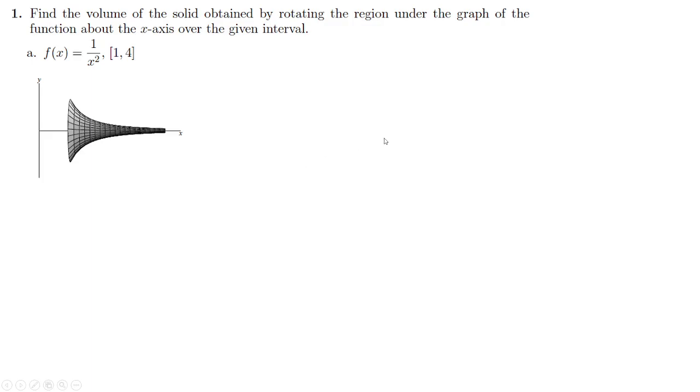Okay, so this is part 2 of the AP Calculus AB Semester 2 Final Review. Number 1 here, find the volume of the solid obtained by rotating the region under the graph of the function about the x-axis over the given interval. So this curve right here in quadrant 1 would be the curve for 1 over x squared in the closed interval from 1 to 4.